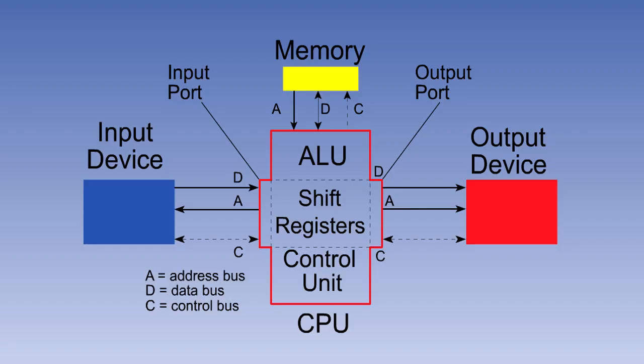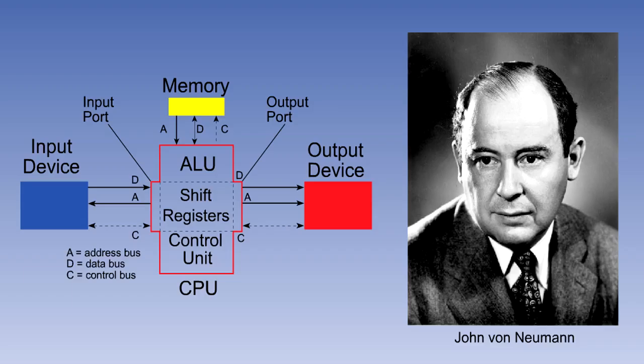All computers have the basic hardware components shown in this diagram. This design is known as von Neumann architecture. It is named after its designer, the mathematician and early computer scientist John von Neumann. We will now describe each of the components in turn.